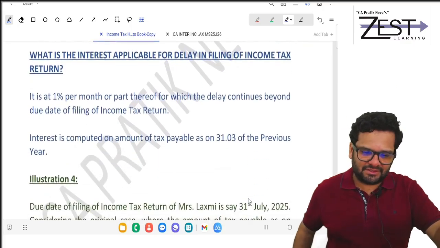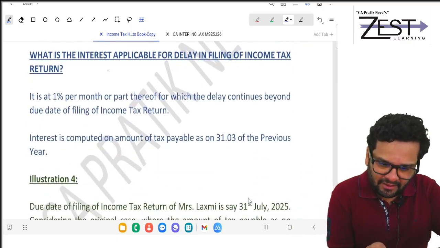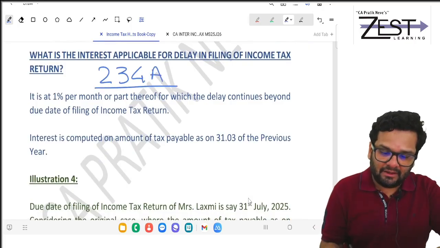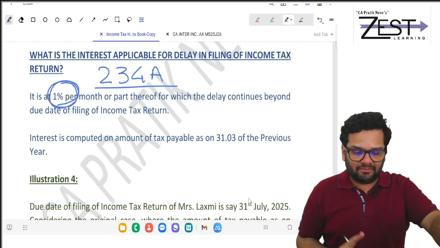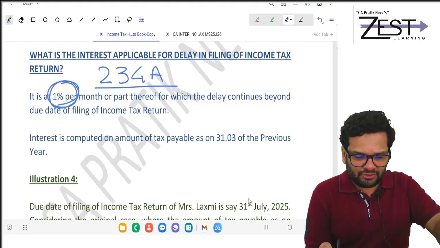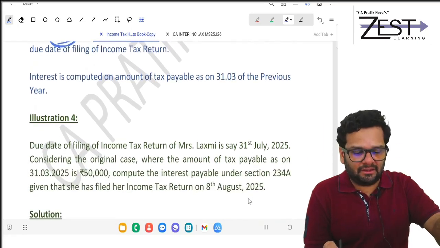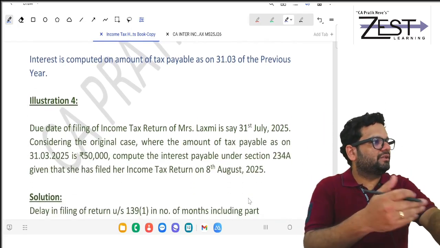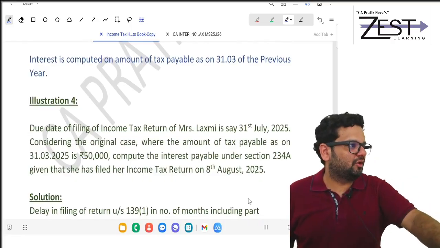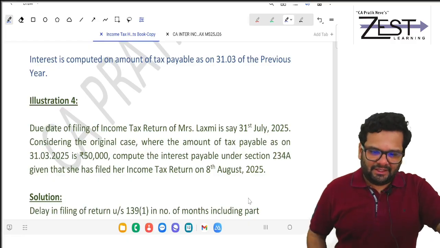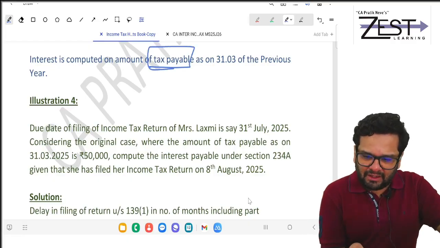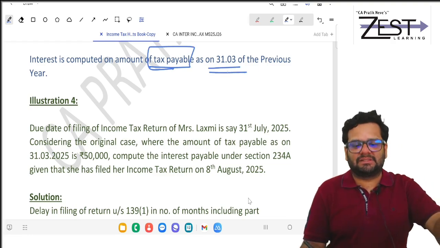So check this interest of 234A. This next one is 234A. This interest is again 1% per month, for which the delay continues beyond due date of filing ITR. I have told you yesterday due dates of filing ITR. Beyond that, it will be computed on tax payable as on 31st March.